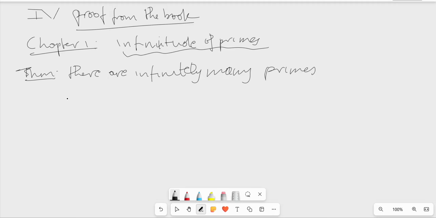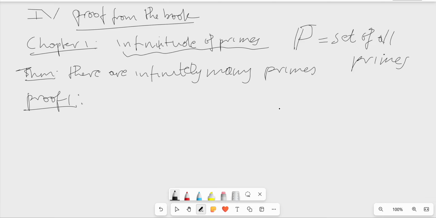We start with proof 1. For all proofs, because we are going to do 6 proofs, let's denote the set of all primes as P. So yeah, let's see how it goes. Proof 1 is by Euclid.